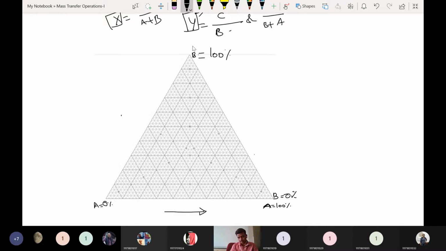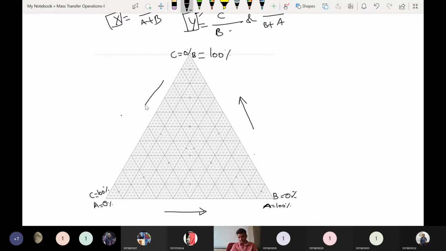Then at one coordinate only one component is pure. So here B is equal to 0. Here A is equal to 0. Then the left out composition is only one, which is C is equal to 0% here, starting from that one. So here from B 0 to 100 it is increasing. So the direction of increase is in this direction here. Then here C is equal to 0%. Then this is 10, 20, 30, 40, 50, 60, 70, 80, 90, 100. So here C is equal to 100%. So this is the coordinate system.